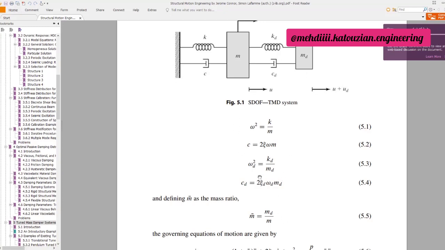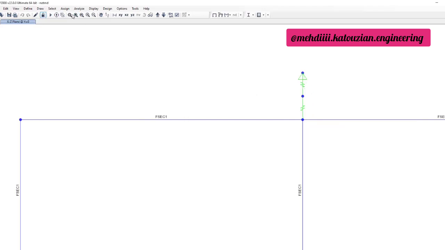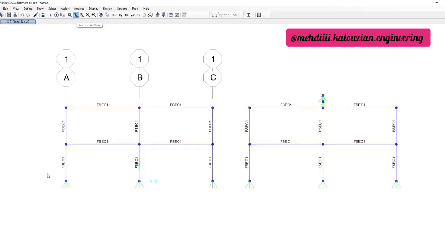So this is the theory of mass damper. So we will go to the modeling of this damper. Let's unlock this model. I already built this model. This is a simple 2D frame. I use the default cross section.